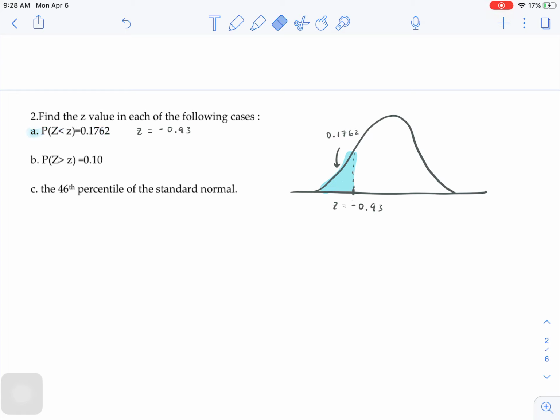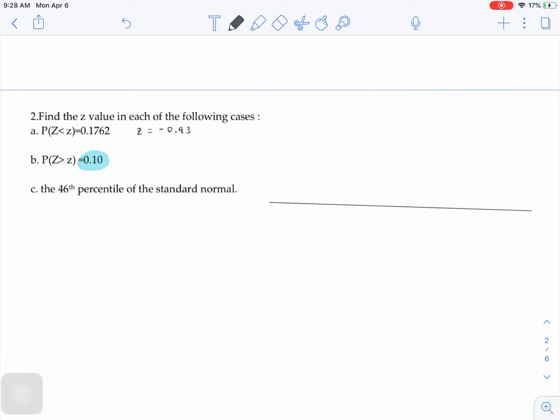Next, instead of an area to the left, we're given an area to the right. So I'll draw a new picture. Now I know the area to the right of some z-value is 0.1.